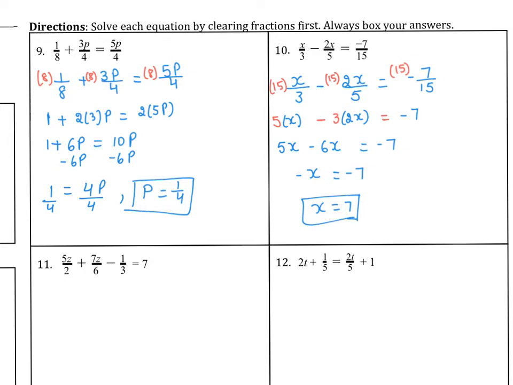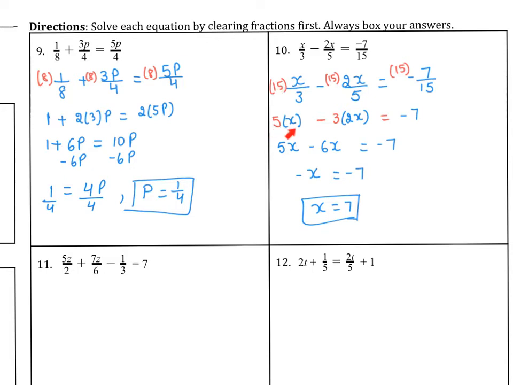For number 10, x divided by 3 minus 2x divided by 5 equals negative 7 divided by 15. Now the LCM is 15 because this contains both of the numbers in it. So you're going to multiply each and every term by 15. 15 divided by 3 is 5. 15 divided by 5 is 3. 15 divided by 15 is 1. So now you're left with 5 here.